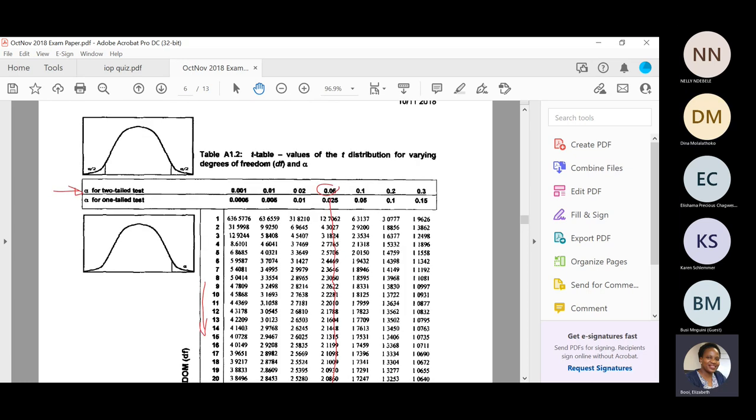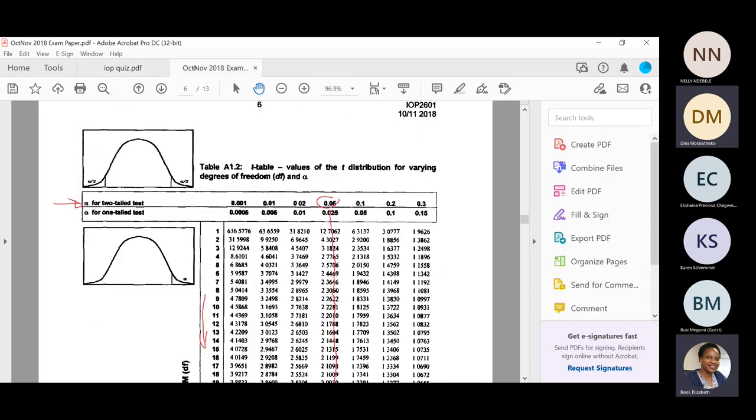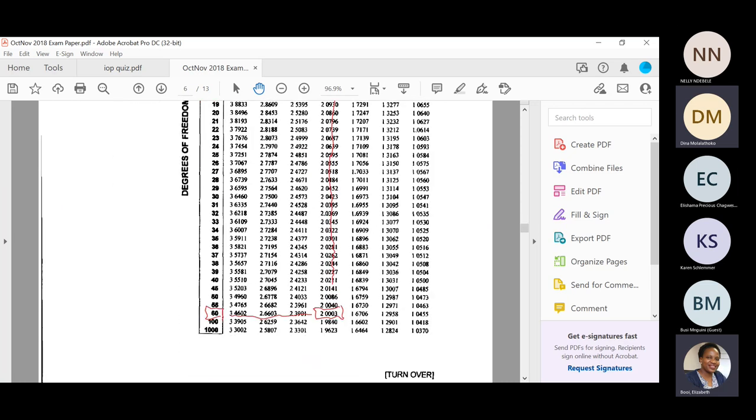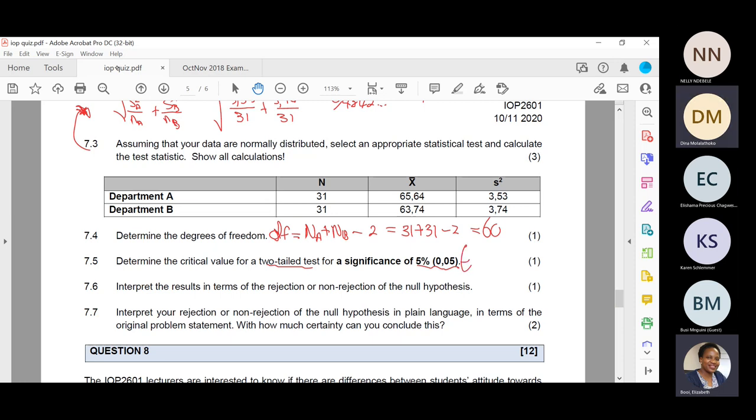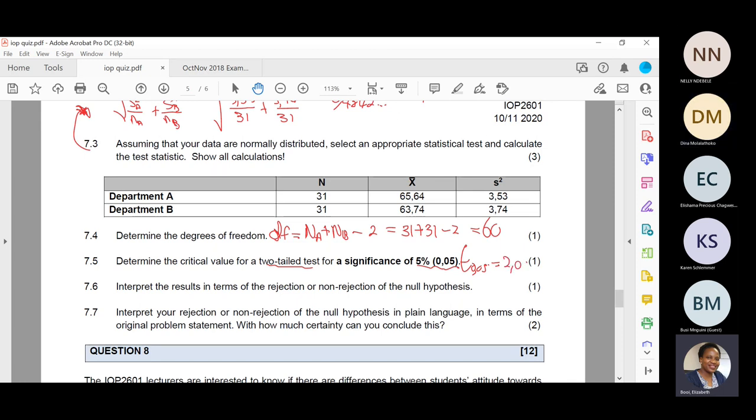Let's go back. For those who still don't remember, critical value, two-tail test at 5%, which is 0.05. Two-tail test, 0.05. Degrees of freedom of 60, we calculated that. Where they both meet, that is our critical value, which is 2.0003. Next: interpret the results in terms of the rejection area.